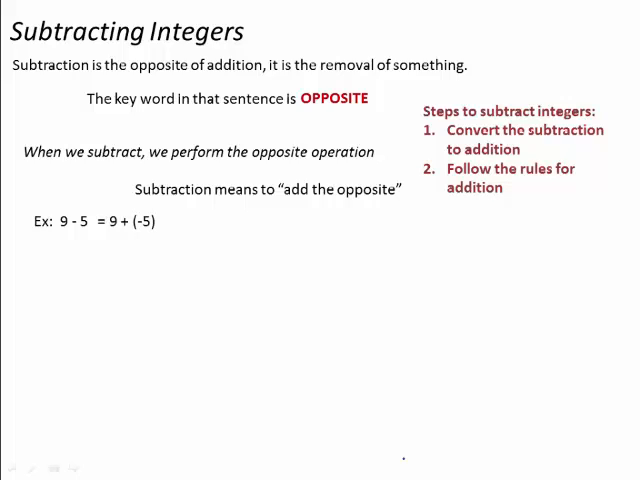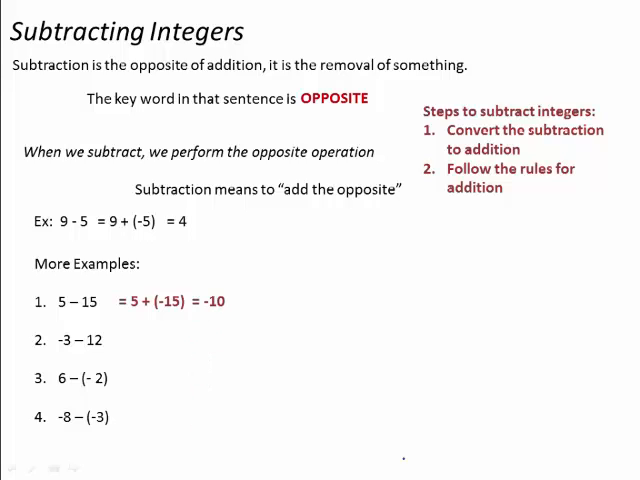So 9 minus 5 is going to be 9 plus negative 5. 9 and negative 5 gives me a positive 4. Here, if I have 5 minus 15, that's the same thing as 5 plus negative 15. They're opposite signs, so I subtract. The 15 is larger and it's negative, so the answer is negative 10. Negative 3 minus 12 is negative 3 plus negative 12. They're both negative, so I add them together and I get a negative 15.